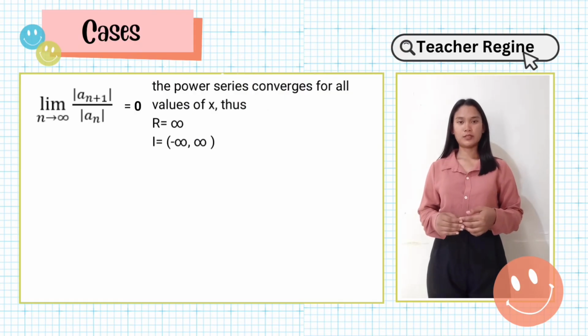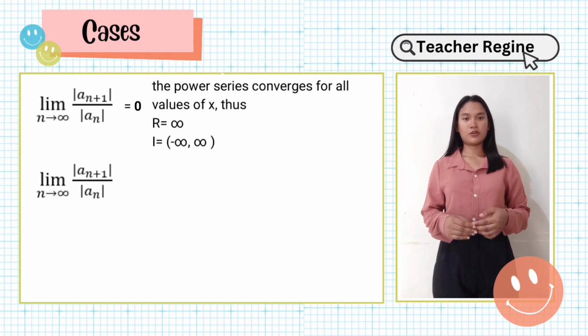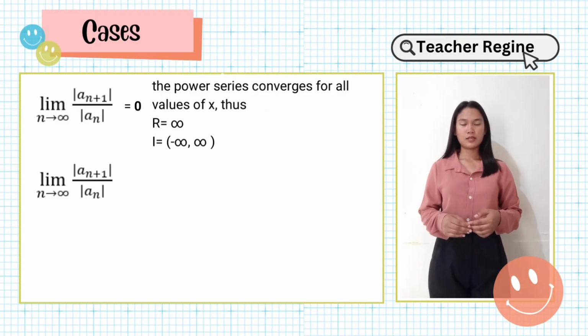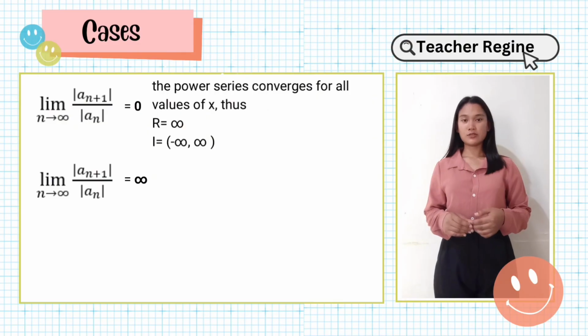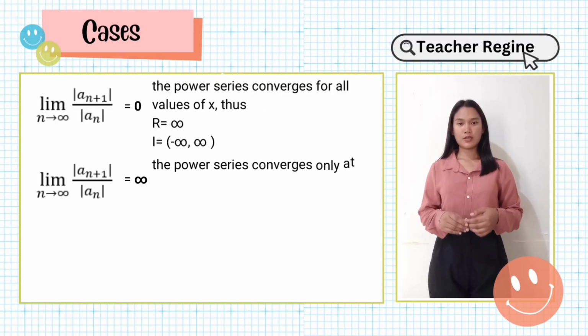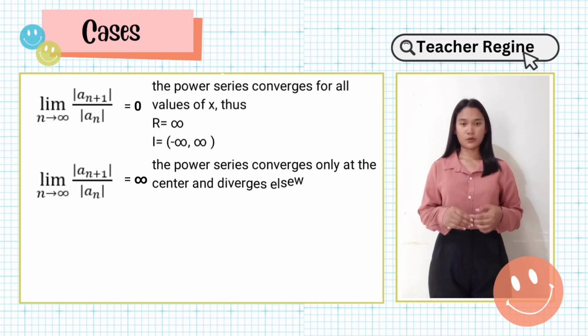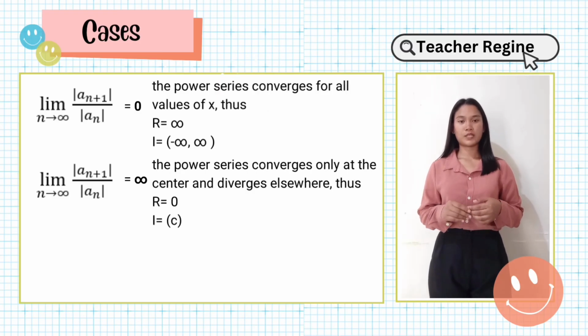Case number 2. The limit as n goes to infinity of the absolute value of a sub n plus 1 over a sub n is equal to infinity. When the ratio test gives a limit of infinity, the power series converges only at the center. Thus, the radius of convergence is 0 and the interval of convergence is just c.